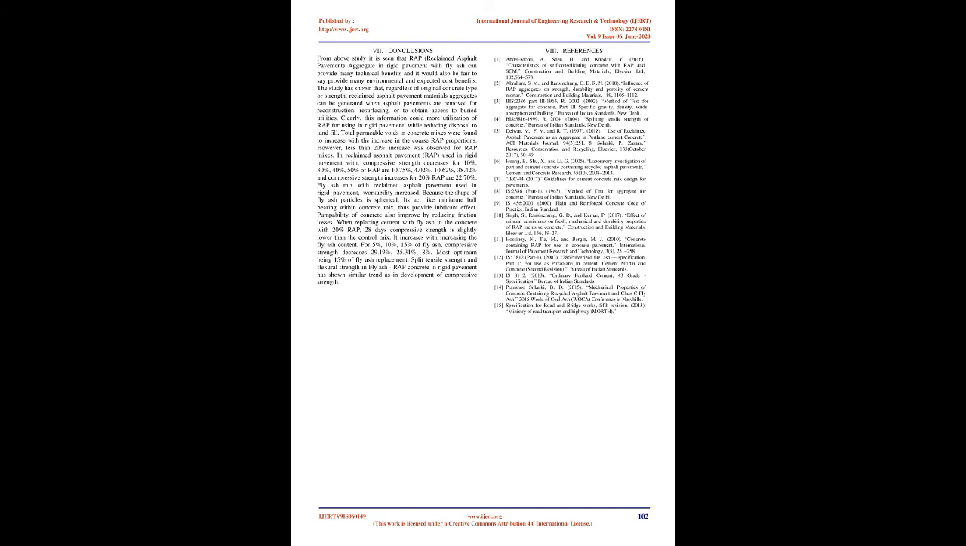Total permeable voids in concrete mixes were found to increase with the increase in the coarse RAP proportions. However, less than a 20% increase was observed for RAP mixes. In reclaimed asphalt pavement, RAP, used in rigid pavement, compressive strength decreases for 10%, 30%, 40%, 50% of RAP by 10.75%, 4.02%, 10.62%, 38.42%, and compressive strength increases for 20% RAP by 22.7%.